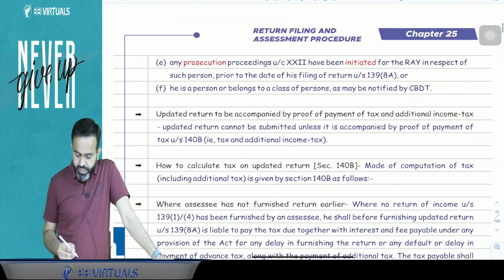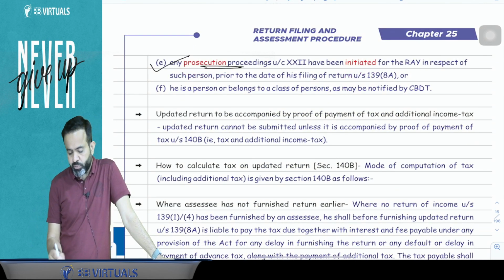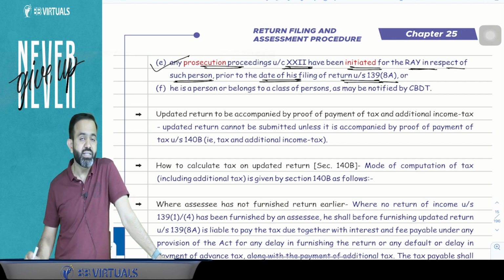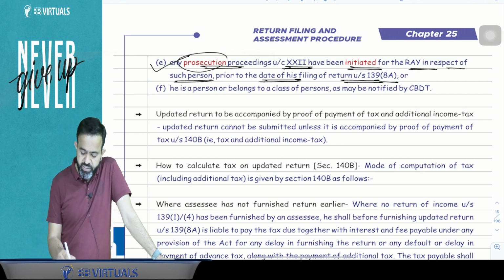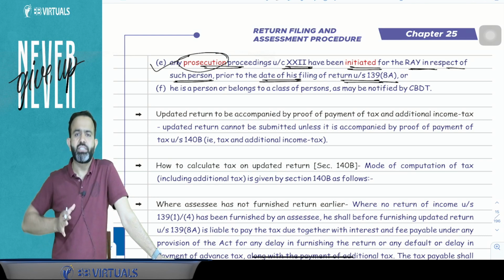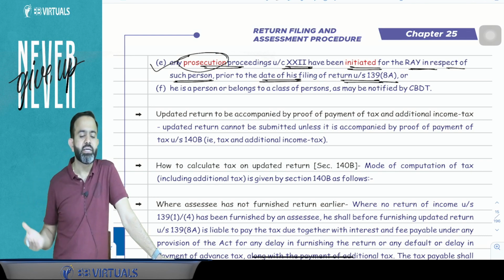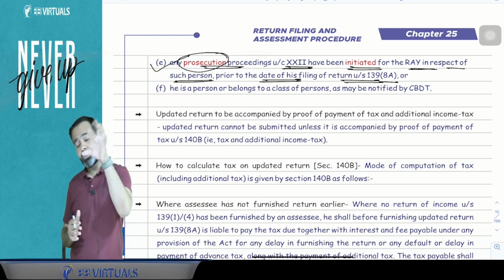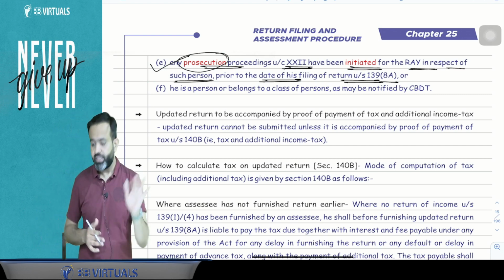Next part, any prosecution proceeding under so and so chapter has been initiated for the relevant assessment year in respect of such person prior to the date of filing of return under section 139(8)(a). Now prosecution means a case is already initiated under so and so chapter of the Income Tax Act. It means if prosecution is already initiated against you, then guys for that year you cannot file the updated return.